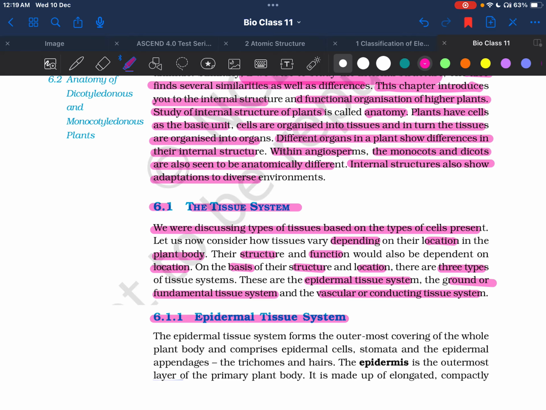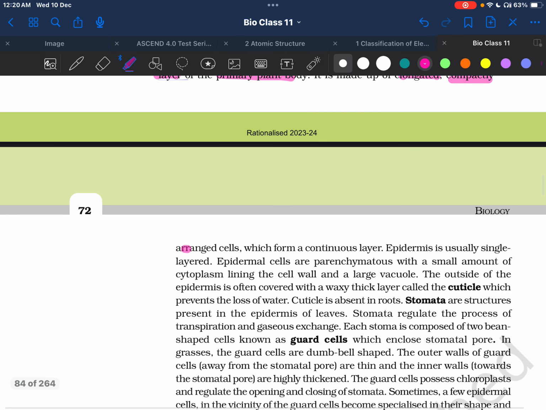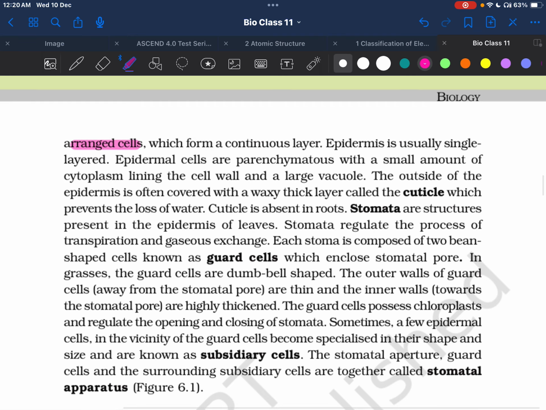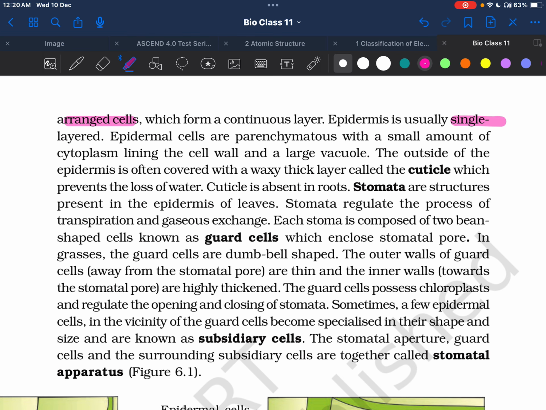6.1.1 Epidermal tissue system. The epidermal tissue system forms the outermost covering of the whole plant body and comprises epidermal cells, stomata, and the epidermal appendages, the trichomes and hairs. The epidermis is the outermost layer of the primary plant body. It is made up of elongated, compactly arranged cells which form a continuous layer. Epidermis is usually single-layered. Epidermal cells are parenchymatous with a small amount of cytoplasm lining the cell wall and a large vacuole. The outside of the epidermis is often covered with a waxy thick layer called the cuticle, which prevents the loss of water. Cuticle is absent in roots.